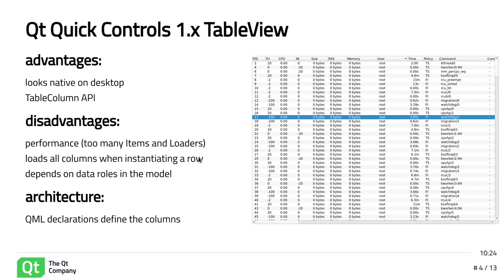Styling depends on the platform. So there's just a lot of extra components that are being created for each row. And that's why the performance is so bad, because as you scroll through, the list view actually destroys entire delegates and creates new ones. Another disadvantage is that the data roles have to be defined in the model.